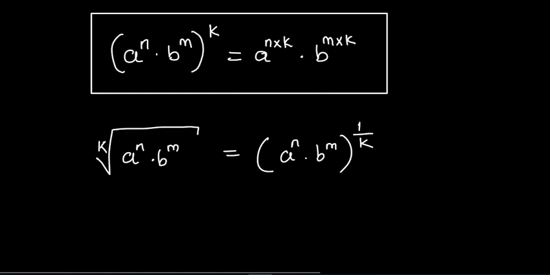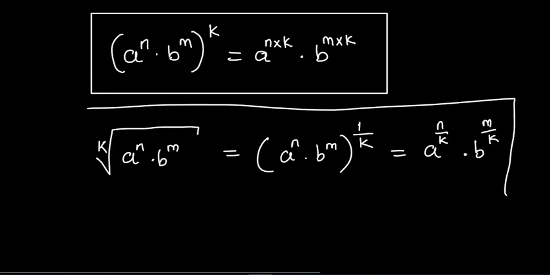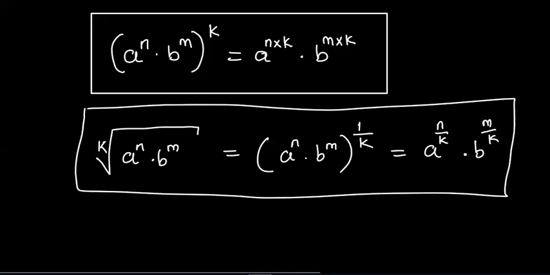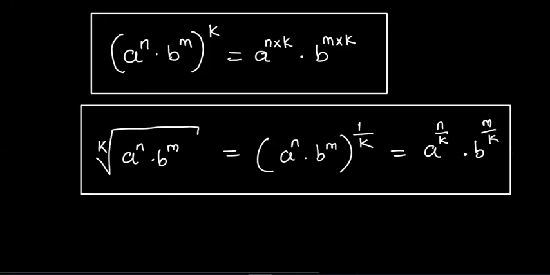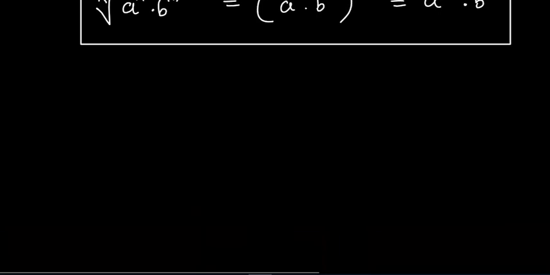So this will result in a to the n over k times b to the m over k. So whenever you see a root number, it means that it's going to divide each exponent of the powers that you have inside. So now let's look at some examples.